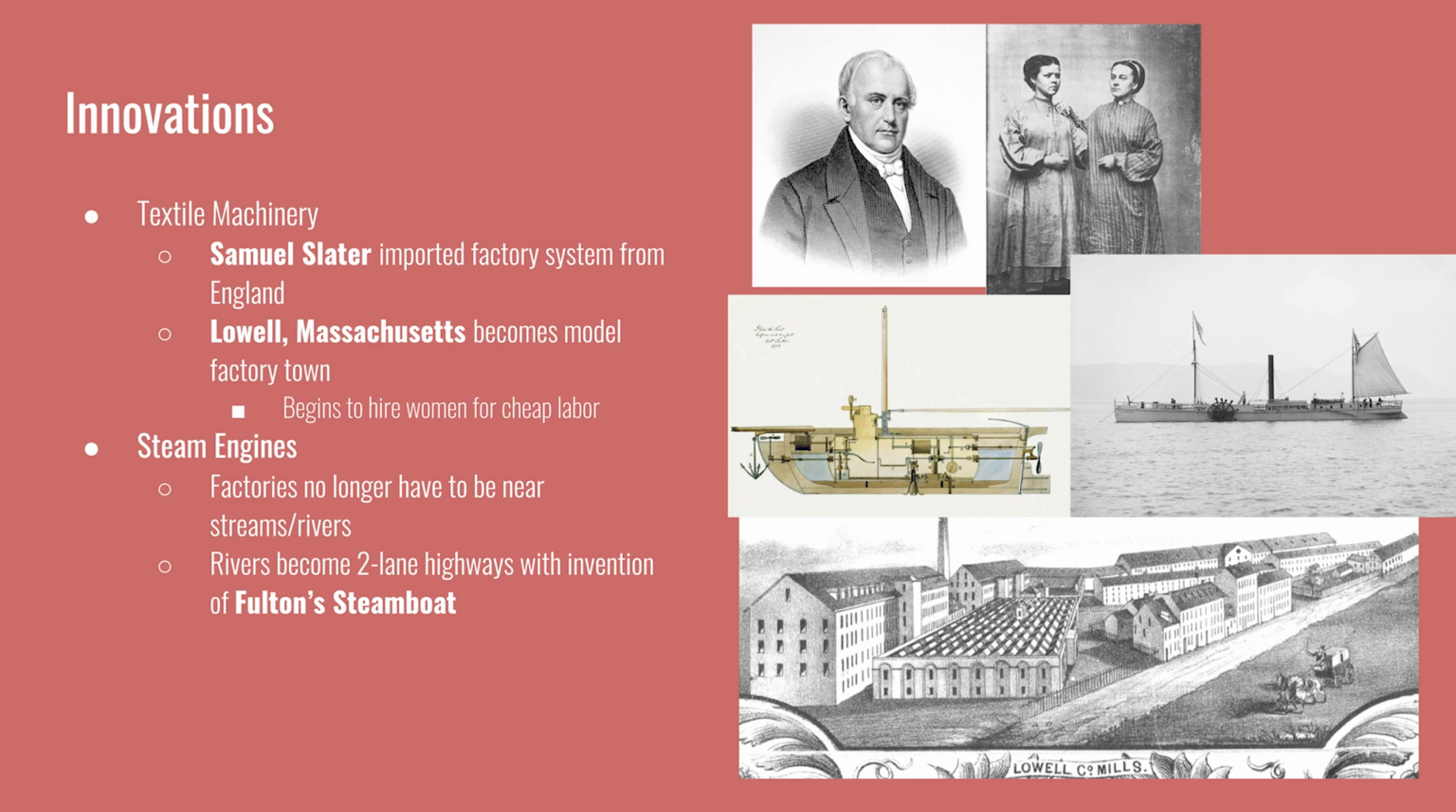The second is that it turns rivers into two-lane highways. With the power of the steam engine, Robert Fulton develops a steamboat that could travel upriver. It was a very slow pace, around 5 miles an hour, but it was revolutionary because now all of the products that were normally only going downstream could also go upstream to new markets.